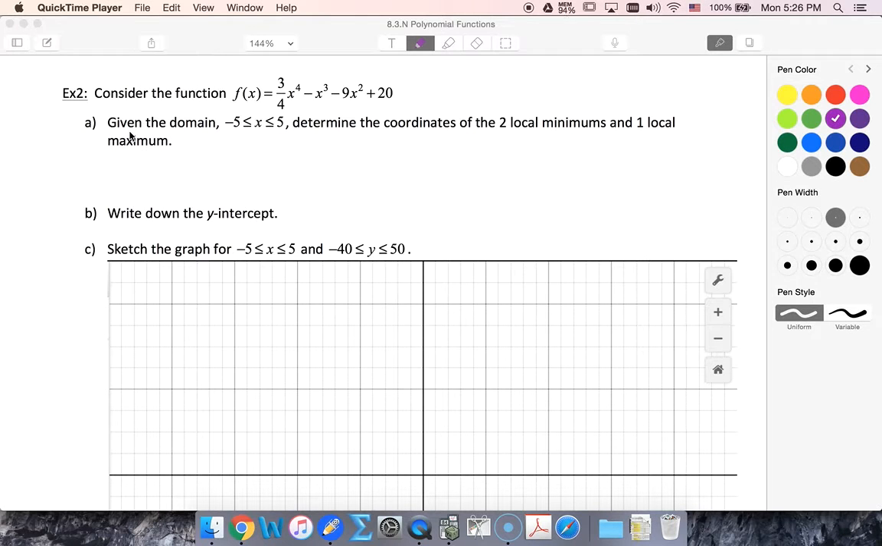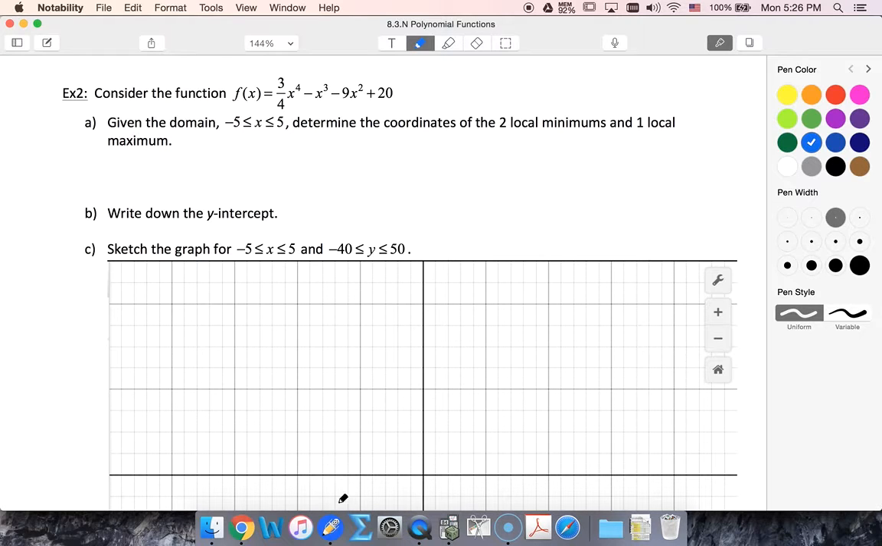All right, I see what looks to me to be clearly a calculator problem. So let's have your calculator handy. Starting with the domain, -5 less than or equal to x less than or equal to 5. So these are the x values I'm looking between. Determine the coordinates of 2 local minimums and 1 local maximum.